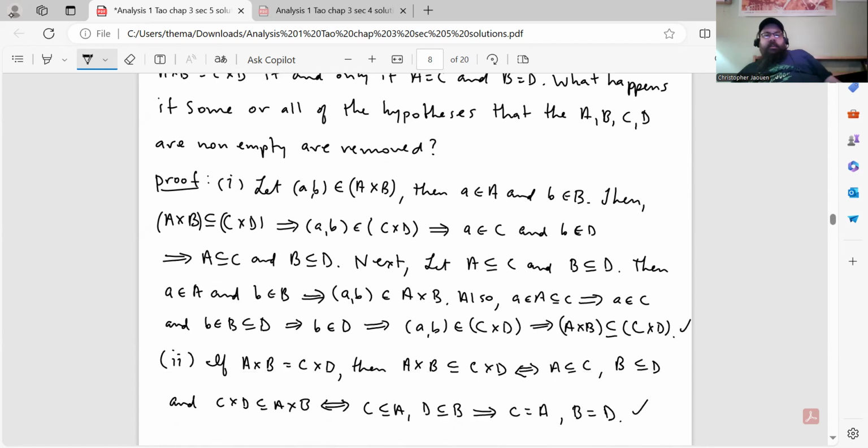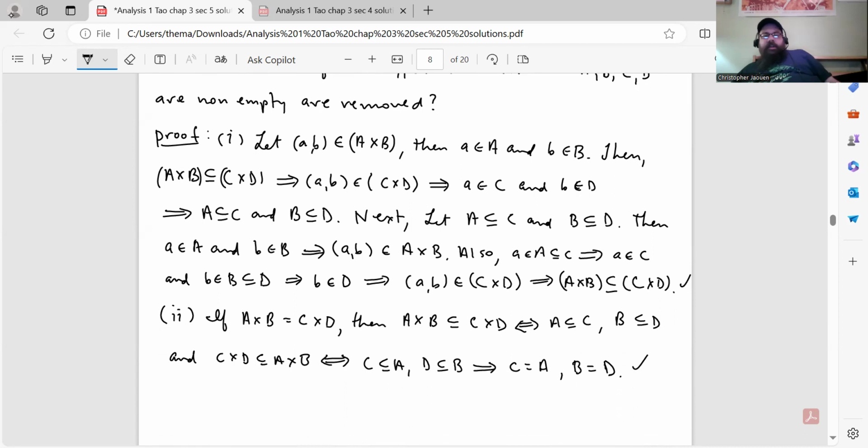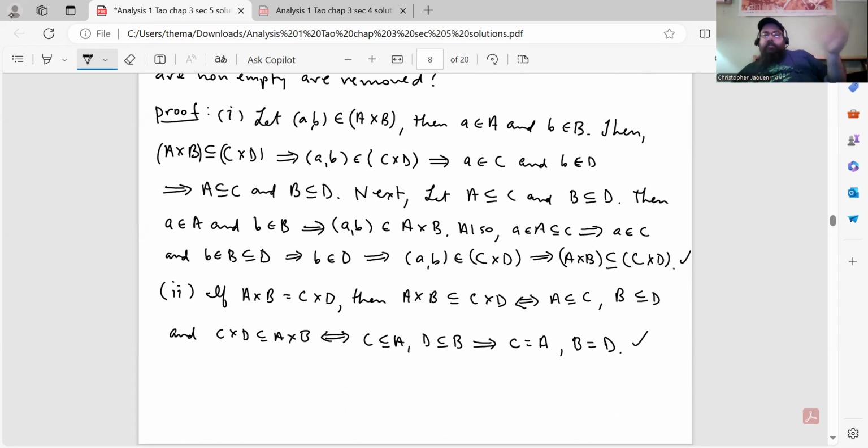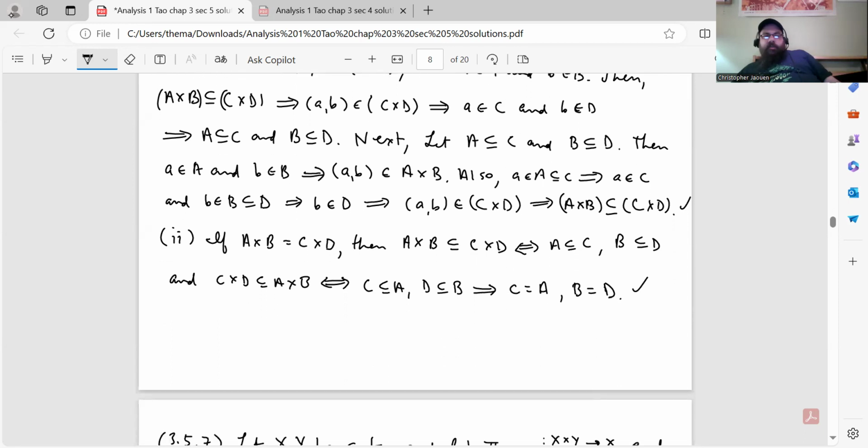Again, I'll just pause my screen on this and you can look at it yourself. To show that one set is a subset of another, you just show that an arbitrary element of the first set is always an element of the set on the right. And for equality, you show inclusion both ways. So like I said, you can pause the screen and see, but I won't go through it in detail.